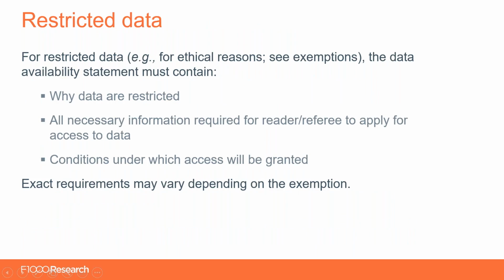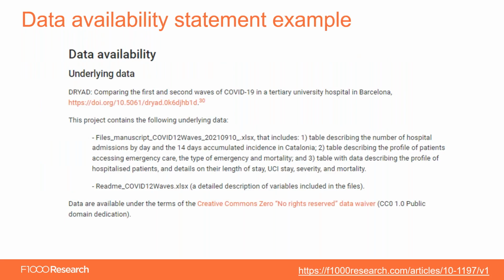For restricted data, if it must be kept restricted under one of the recognized exemptions, first of all, there must be a data availability statement, and it must contain the reasons why the data is restricted, all information for readers or reviewers to apply for access, and the conditions under which the access will be granted. And the exact requirements can vary depending on the exemption, but these are the essential elements that we will ask for. So I've included a couple examples of data availability statements.